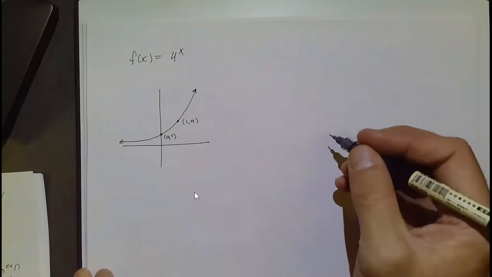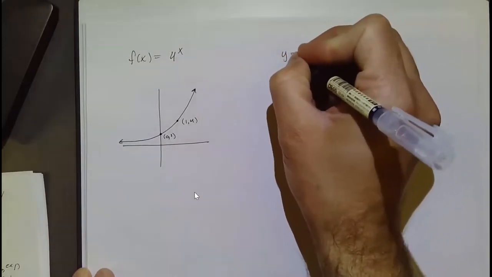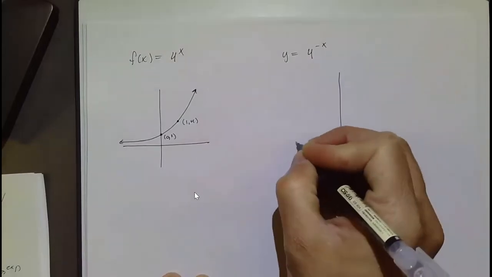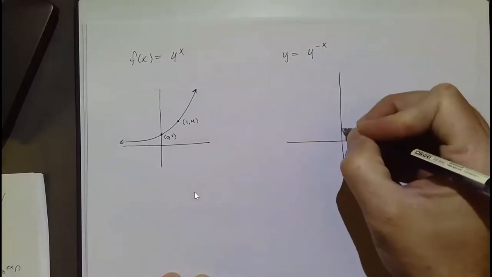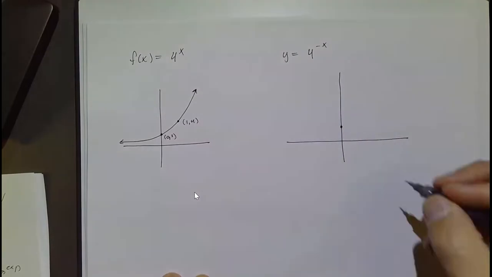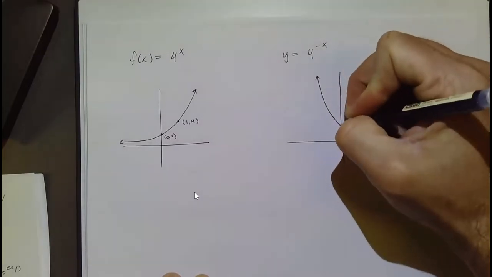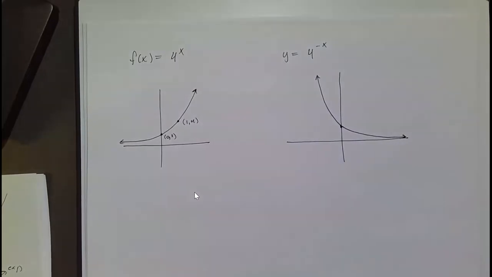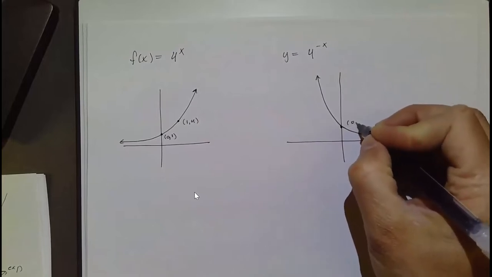What if I wanted to instead graph 4 to the negative x? Well, that's going to reflect the graph across the y-axis. So we're going to get the same y-intercept, but it's going to look like this. And again, if I were plotting some points, I would still have the point (0, 1).